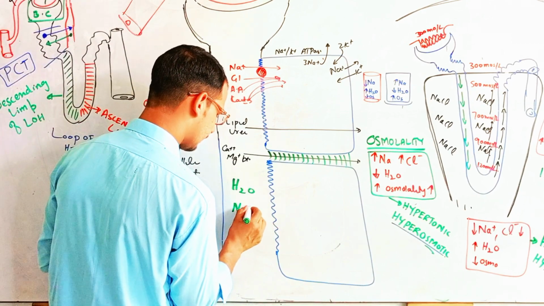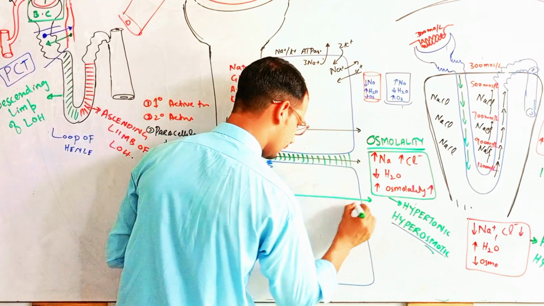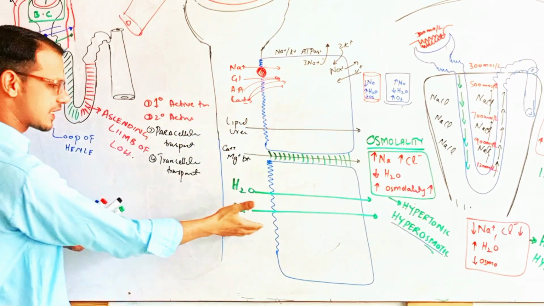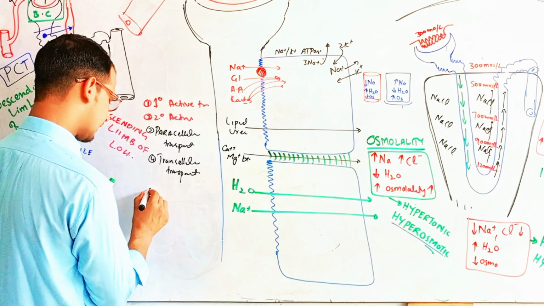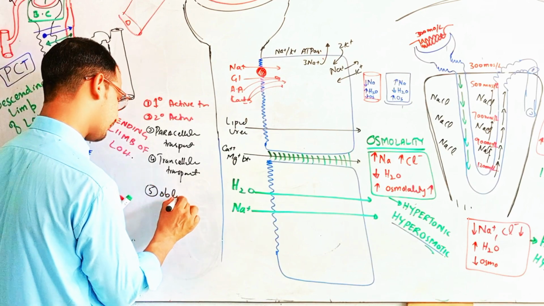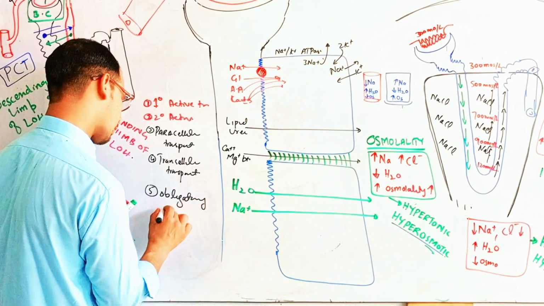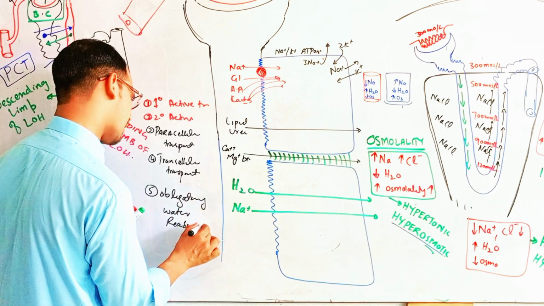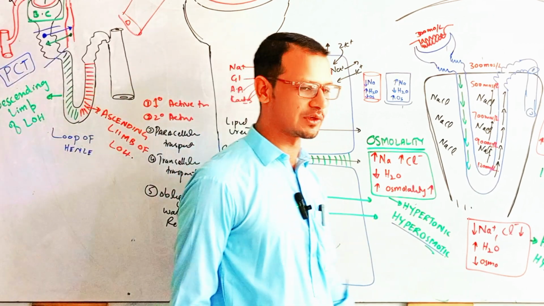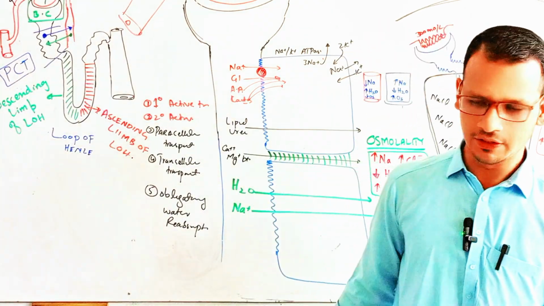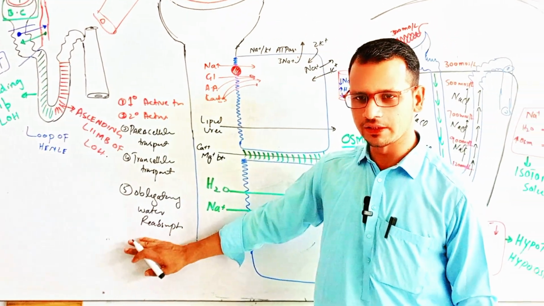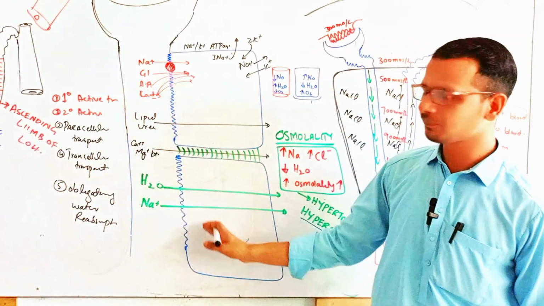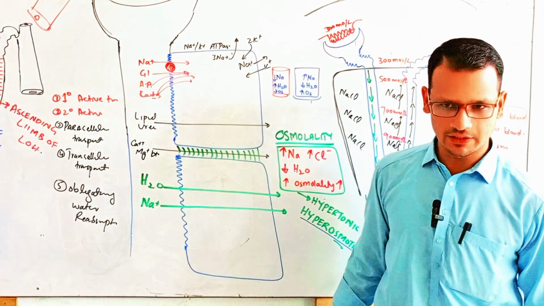Water and sodium are also reabsorbed from these areas, and this type of transport is called obligatory water reabsorption. When the water is following a solute or the solute is following the water, it is called the obligatory pathway. So this is obligatory water reabsorption. These are the mechanisms which occur in proximal convoluted tubules.